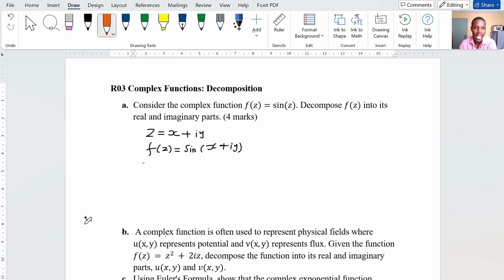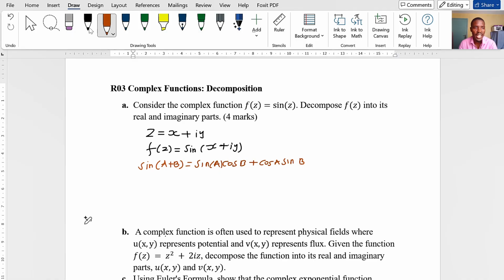Applying the property of trigonometry that says sine of A plus B equals sine A cos B plus cos A sine B. Have I got it right?